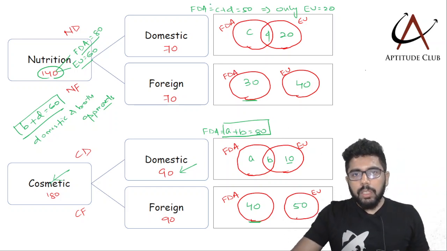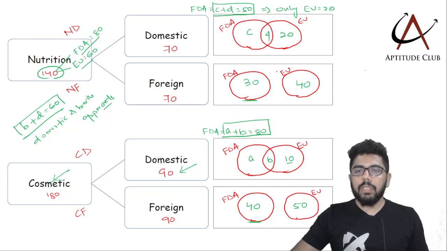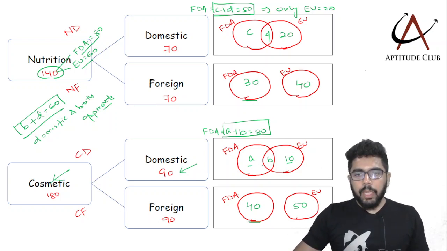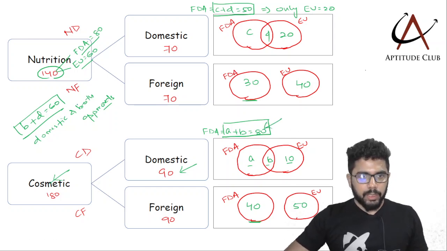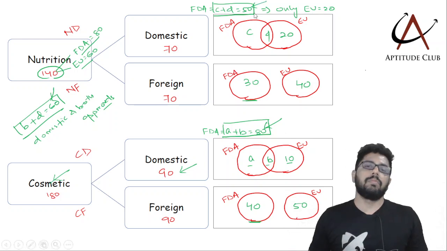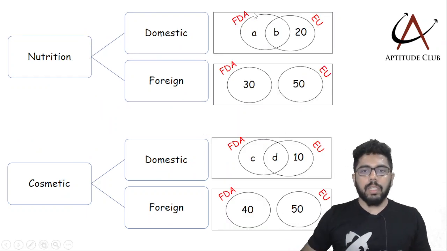So I got three equations, and then all other rest of the values we figured out. This is 20, this is 30, this is 40, this is 10, 40, 50. A plus B I got as 80, first equation. B plus D I got as 60, second equation. And C plus D is 50, third equation. So to summarize this, it looks like this.